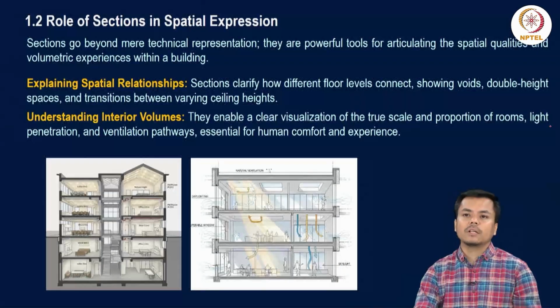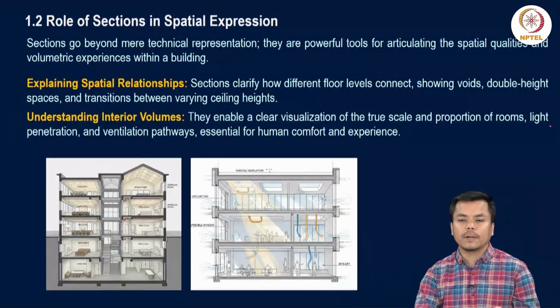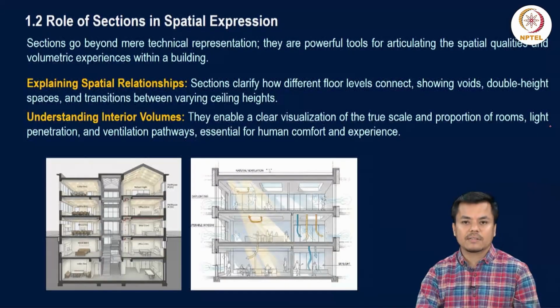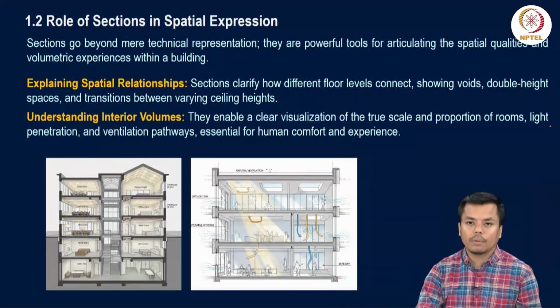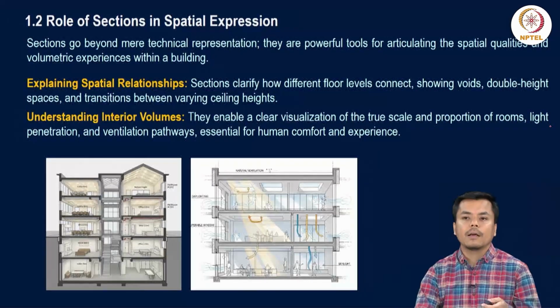So the role of section in spatial expression is to explain the spatial relationship, that is, sections clearly clarify how different floor levels are connected, showing voids, double height spaces if there is anything in your design, and transition between varying ceiling heights. It also helps one understand the interior volume. They enable a clear visualization of true scale and proportion of rooms that are there in the design, and also helps you understand how light is penetrating in your structure.